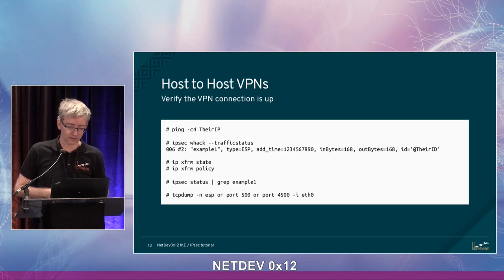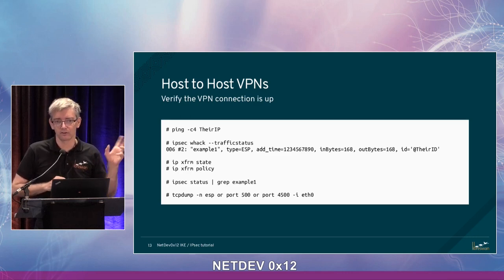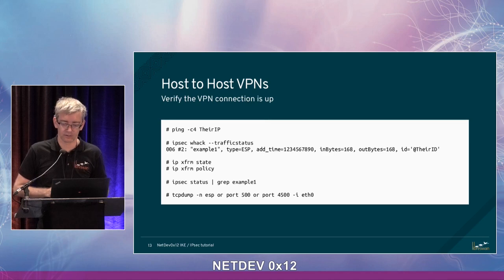Okay, so how can you see that the tunnel's actually up? The easiest way is to use ipsec whack --trafficstatus. It will give you a really brief summary saying, this is your connection, type ESP is encrypted, this is the time it was added to the kernel in epoch, and these are the bytes in and out over this connection, and the remote ID is there. And if there's user password authentication in some modes of IKE, the username is there as well. You can, of course, also look at the kernel state, ip xfrm state and ip xfrm policy, but you'll get a few screens of data you'll have to look through.